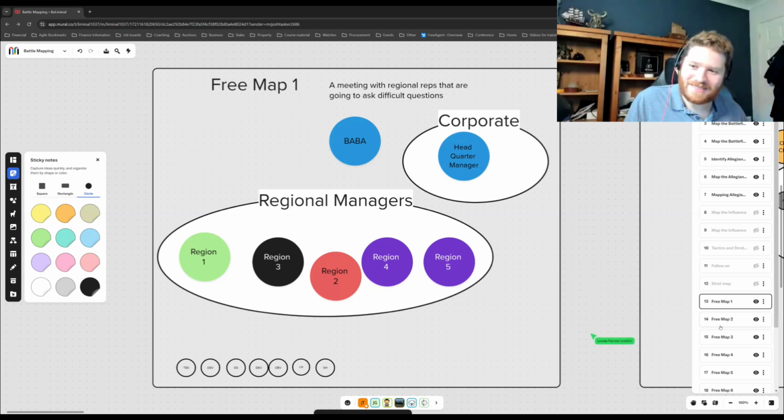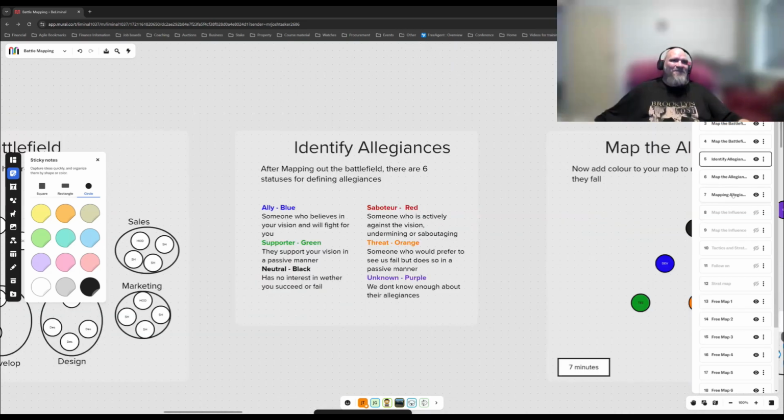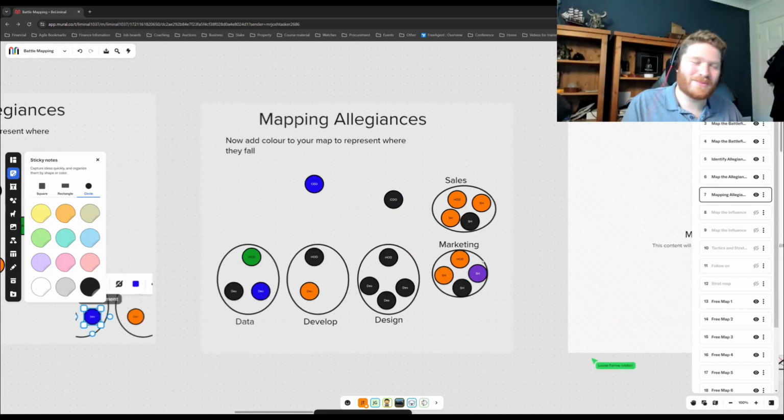I will leave that for about 3 minutes when I do the big reveal. So with that, I'm just going to very gently move on to mapping allegiances in my example, and I'll show you what we'll do with that next.